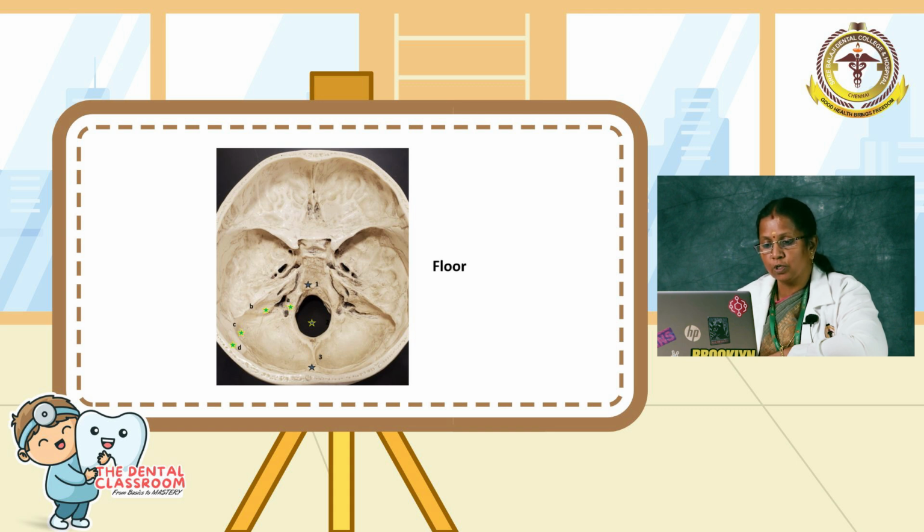That is a part of occipital bone. Still more laterally, we have the posterior surface of the petrous part of temporal bone, the sigmoid sulcus, as well as the parietal bone, that is the inferior angle of the parietal bone. All these bones will form the floor of the posterior cranial fossa.